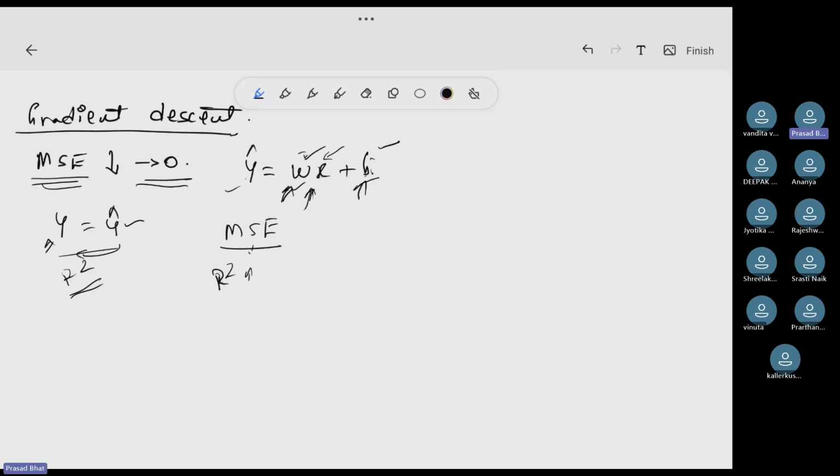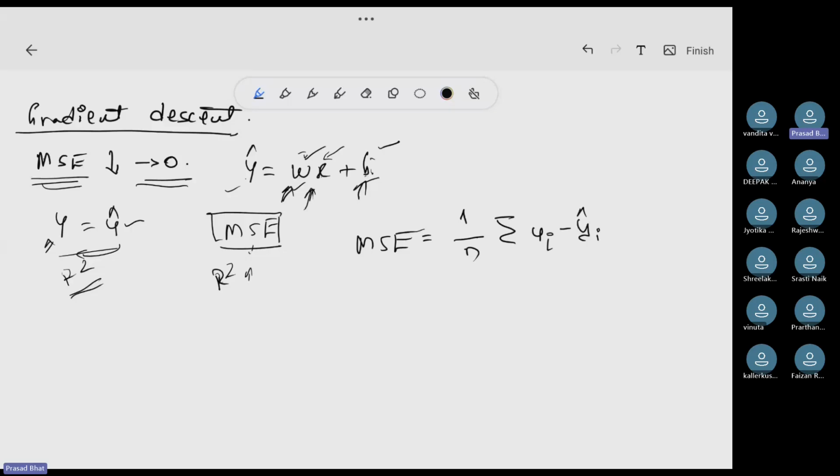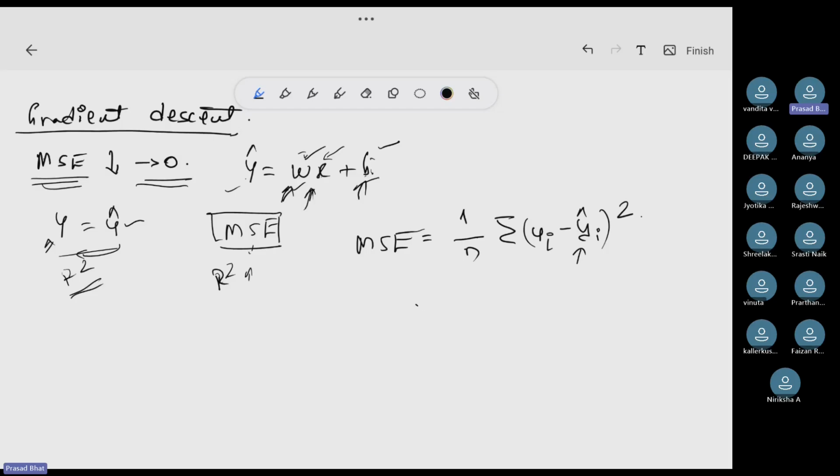So let's take this equation. What is MSE equal to? 1 divided by n sigma, right? Yi minus yi predicted whole square, correct? What I will do, I will replace this yi cap with the model that I have built. What is it? It is equal to 1 divided by n, kept as it is. Then yi is kept as it is, minus yi cap is what?